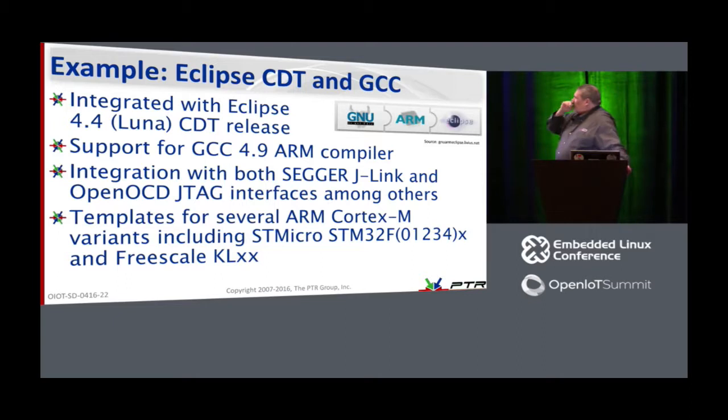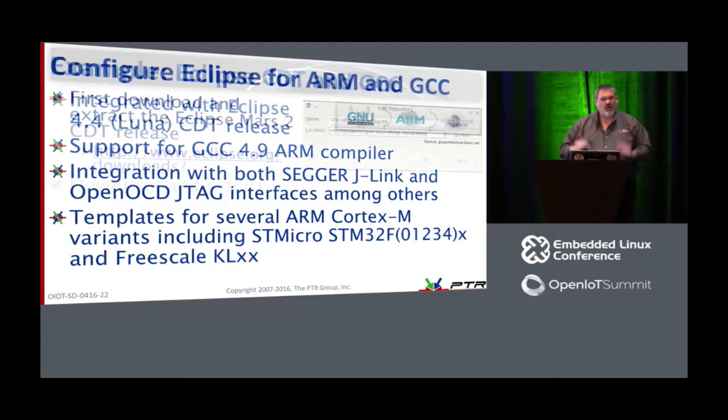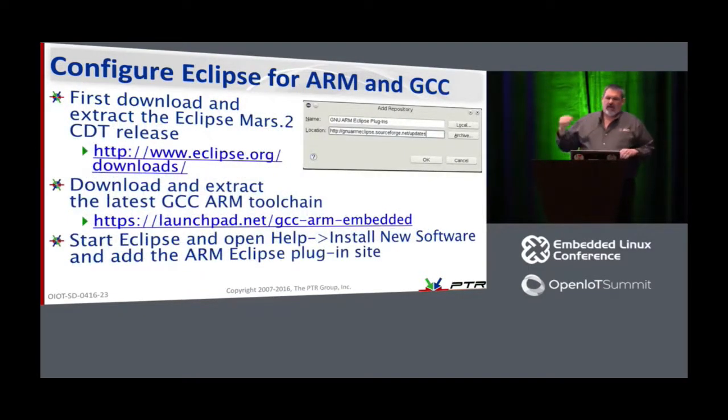All right. So there are a lot of templates for various Cortex-M platforms, including the ST Micro. The one that I'm using here is the STM32F and the Freescale series of Freedom boards. Those are all very cheap boards. So how do we get it set up? Well, first of all, you have to download Eclipse. That goes out to eclipse.org.